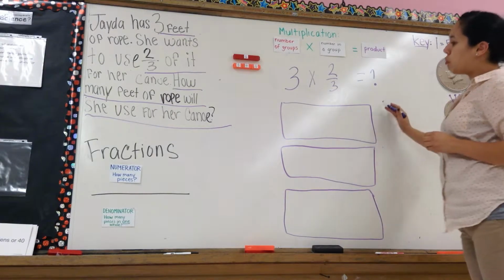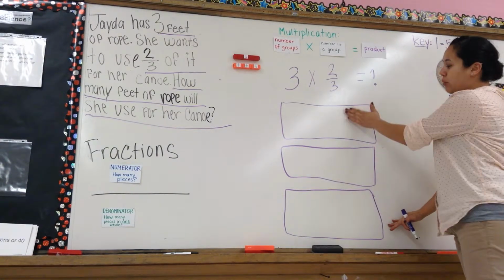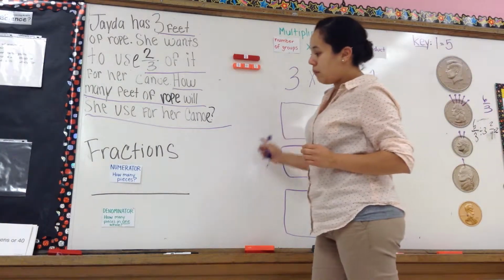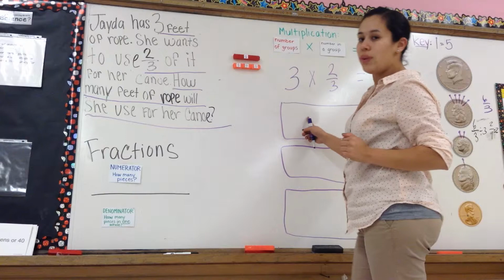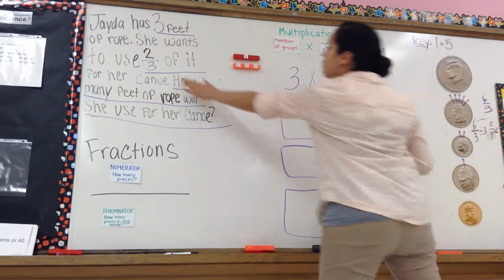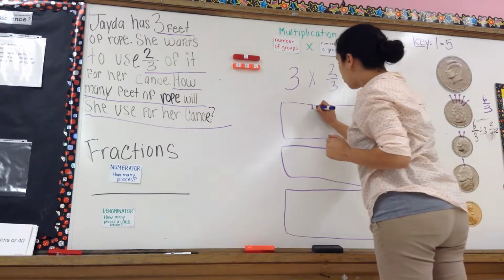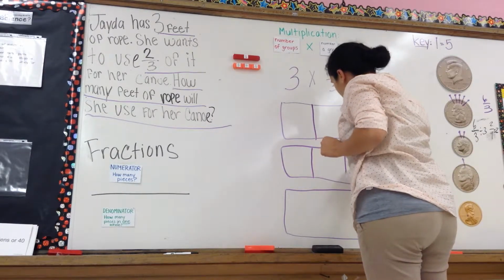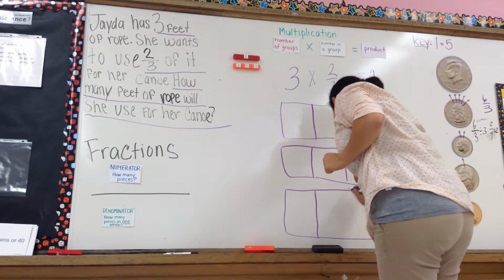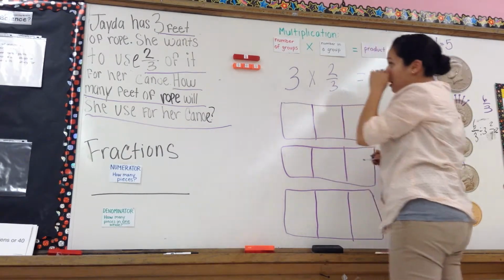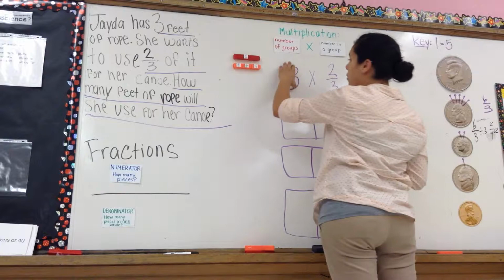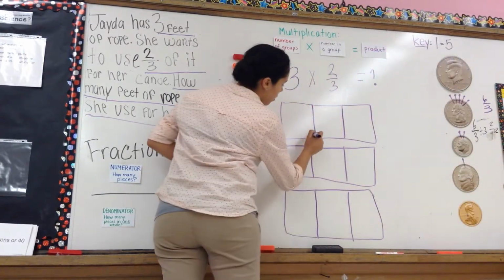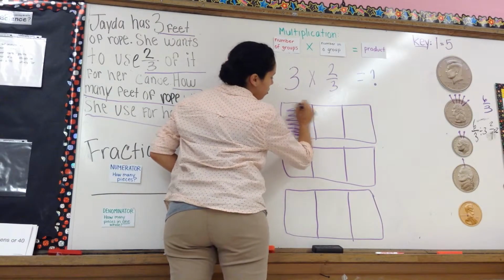How many groups do we have? We said we had 3 groups. 1, 2, 3. How many pieces do we have in each whole? We have 2/3. So let's draw our 2/3. Because remember, Jada only wants to use 2/3 of the rope. She doesn't want to use the 3 rope, the 3. She wants to use only 2/3 of a rope. So that's why we're going to shade in 2/3, because she only wants 2/3.